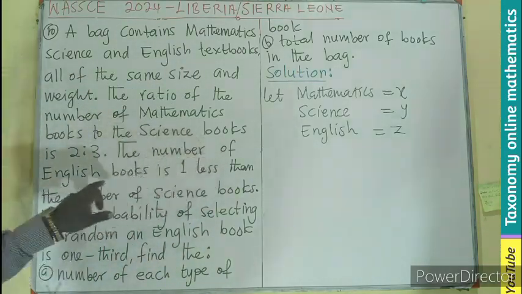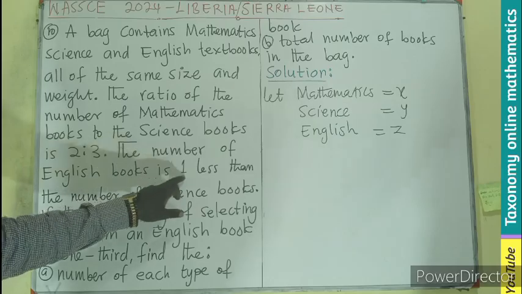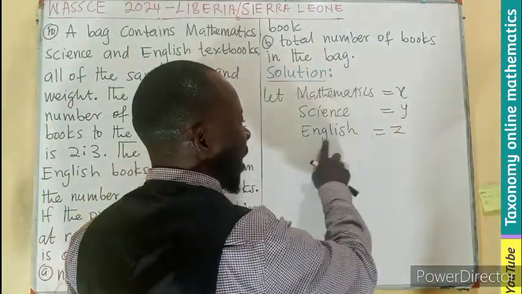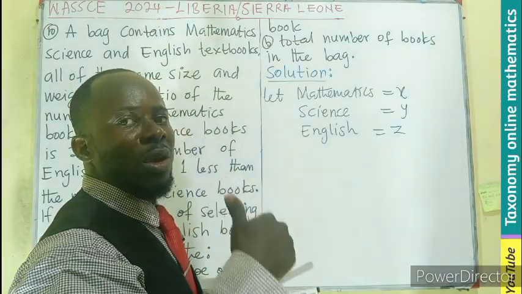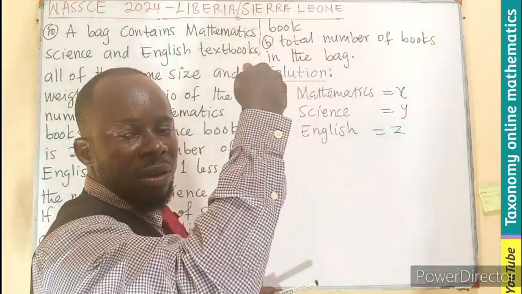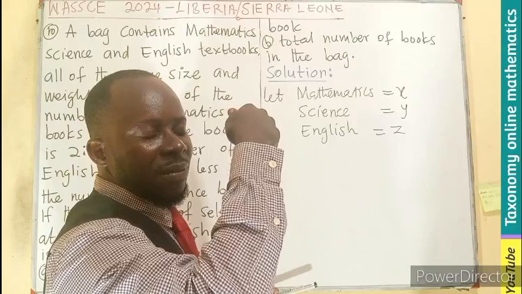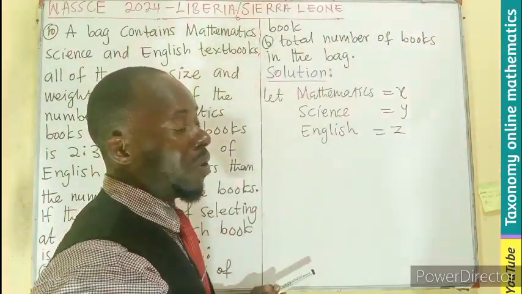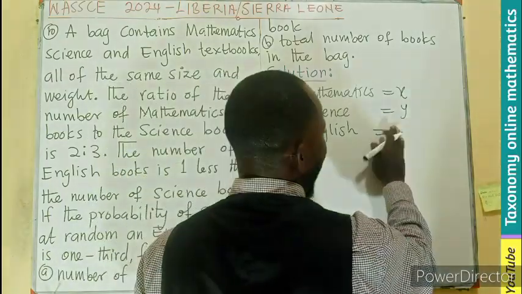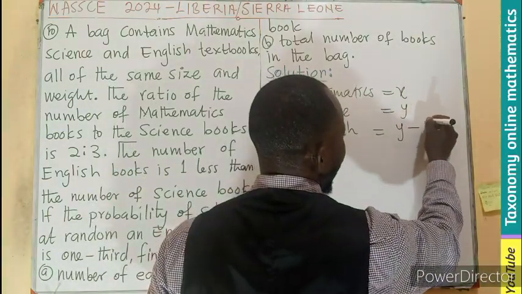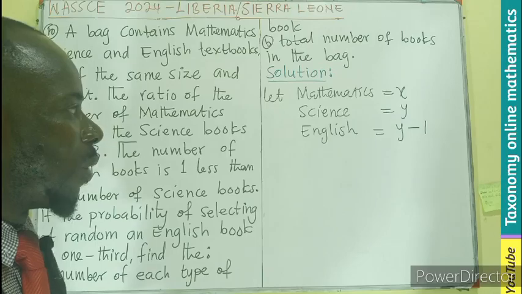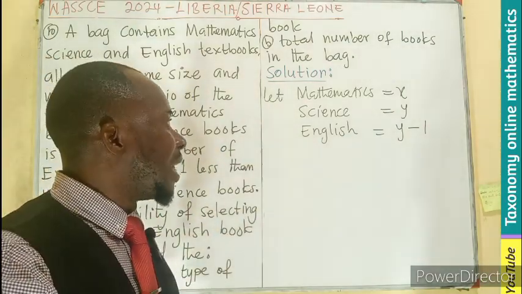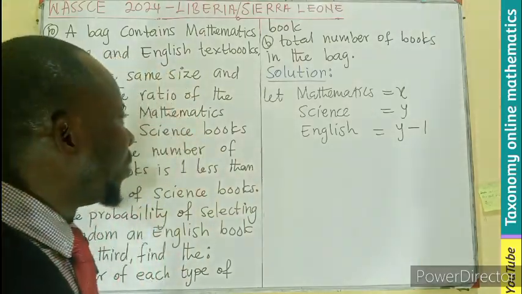But let's see, the number of English books is 1 less than that of the science books. So the science book is Y. Then it means the English book is going to be Y minus 1. That will give you the value for the English book. We are taking away 1, so the English book is 1 less than that of the science book.